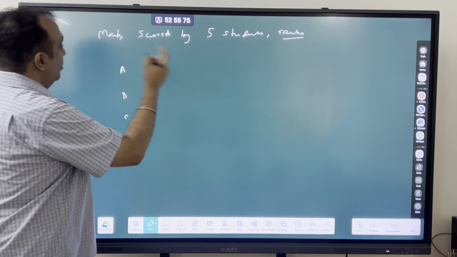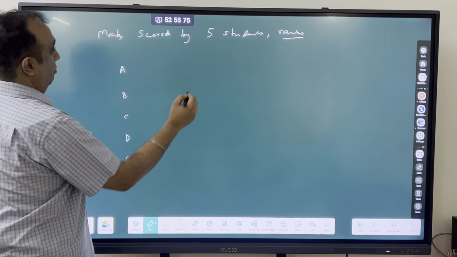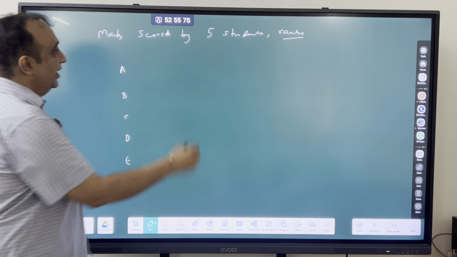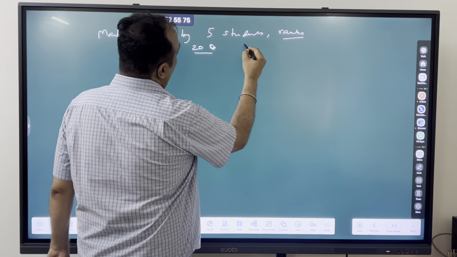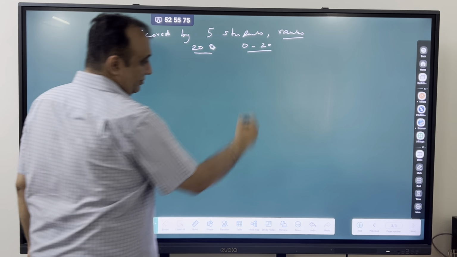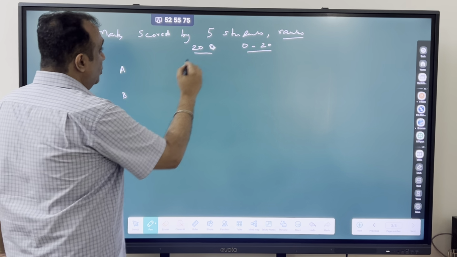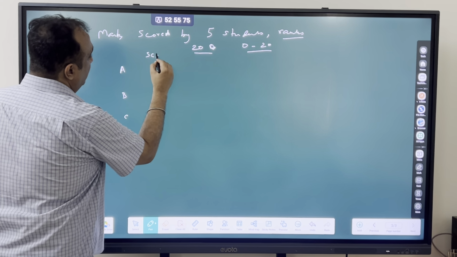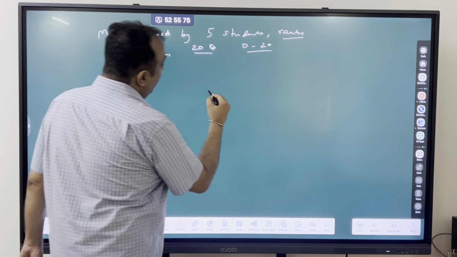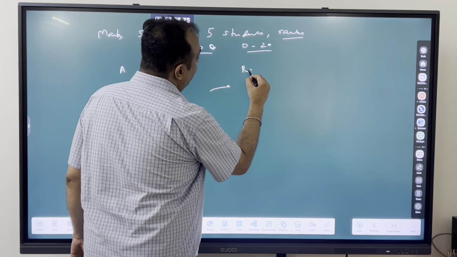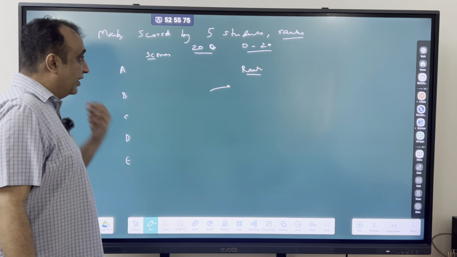I'm given some scores of, let's say, a 20 question test, and the scores go from 0 to 20. So if I know the scores of the 5 students, I would be able to derive the rank of the 5 students.